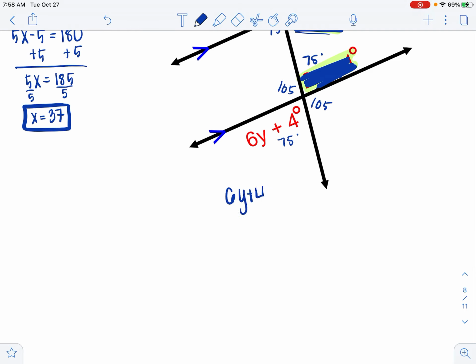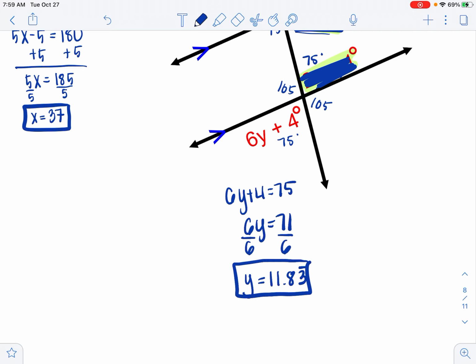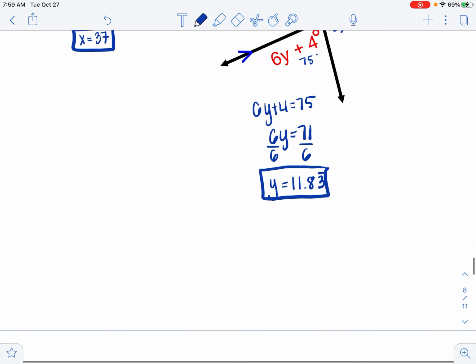If I want to solve for y, I know 6y plus 4 is equal to 75. I'm going to subtract 4 from both sides. I get 6y equals 71. And then divide by 6. I don't get a nice answer. You can go ahead and put that in your calculator and see what you get. You get y equals 11.8333333. So I'm going to write 11.83, and then the 3's repeat, so I'll put the repeat bar over the 3. And there's my answers.